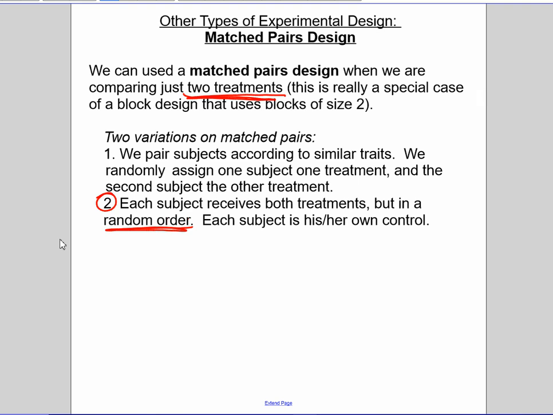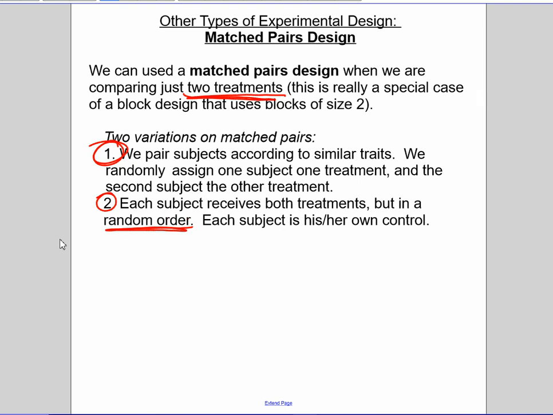Another option is matched pairs. Sometimes we can't always eat both cookies. So instead, you're going to pair subjects according to similar traits. So I could do this in my exercise experiment, all right?